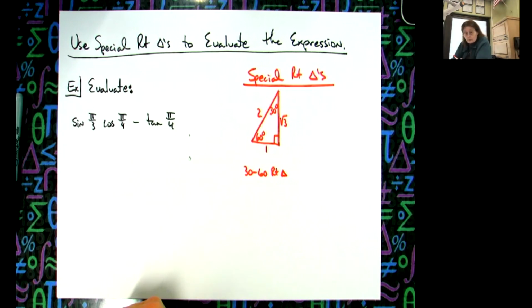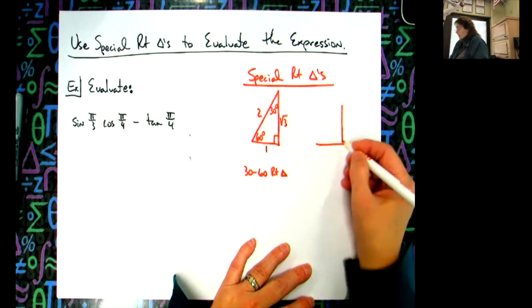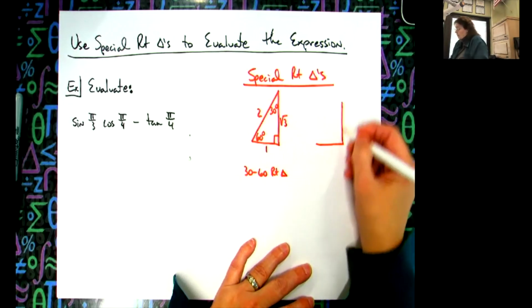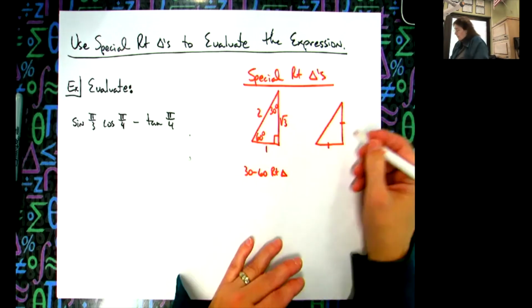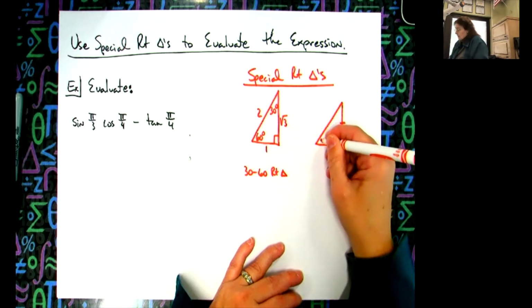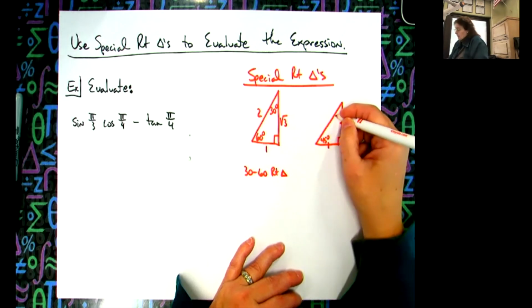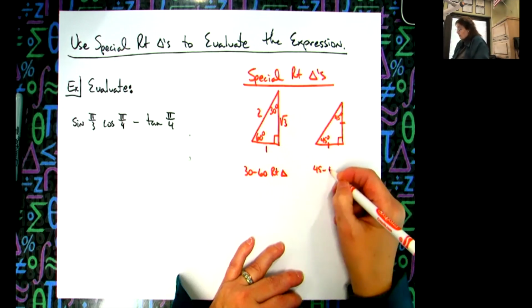Now your other special right triangle is your 45-45 right triangle. Technically, in a 45-45 right triangle, those two sides would be the same. Attempting to draw to scale, this side and this side would have to match. That would make this a 45-degree angle and this a 45-degree angle. So this one is a 45-45 right triangle.